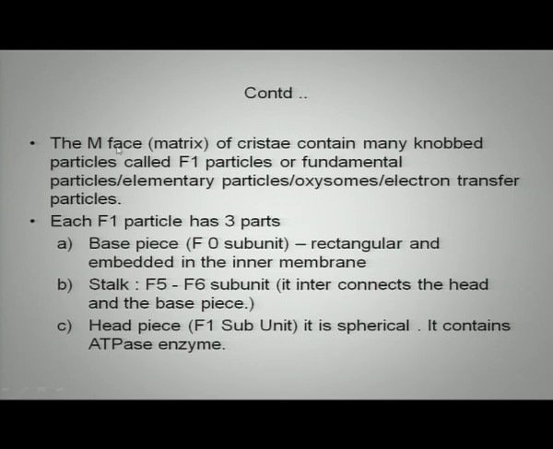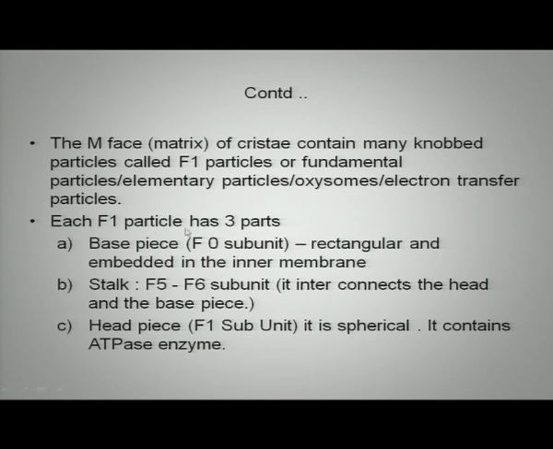The M phase, what is M phase? Matrix phase of the cristae contains many knobbed particles, stalked particles, and they are known as the F1 particles. We can call these F1 particles fundamental particles or even elementary particles. They are also known as oxysomes or electron transfer particles. They help in electron transport.